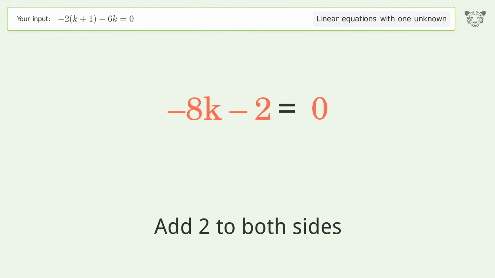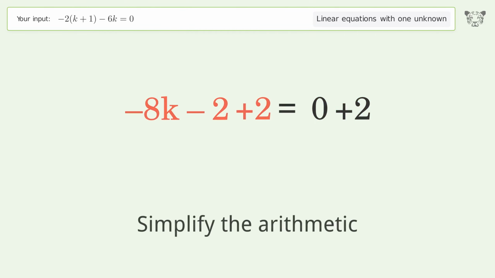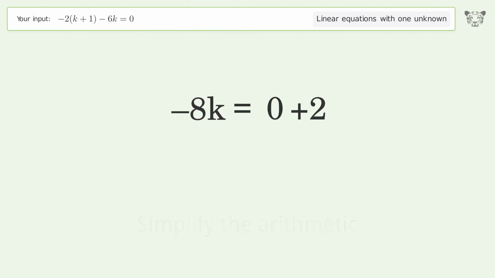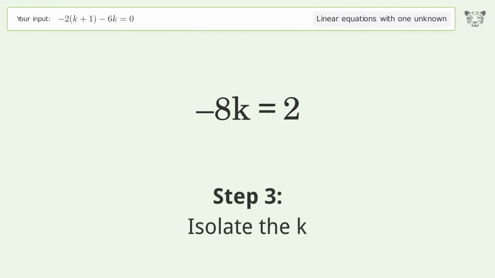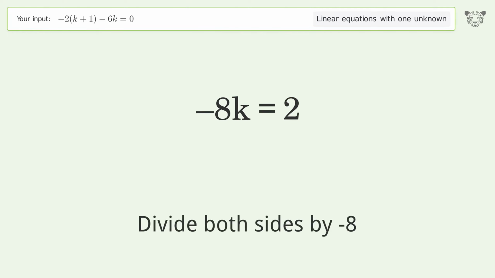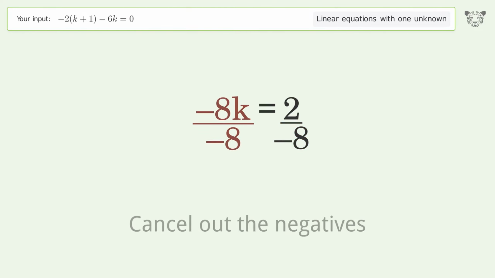Add 2 to both sides. Simplify the arithmetic. Isolate the k. Divide both sides by -8. Cancel out the negatives.